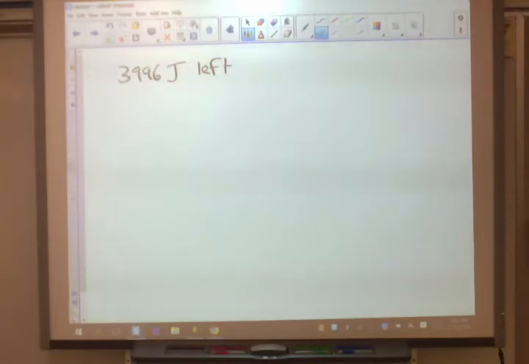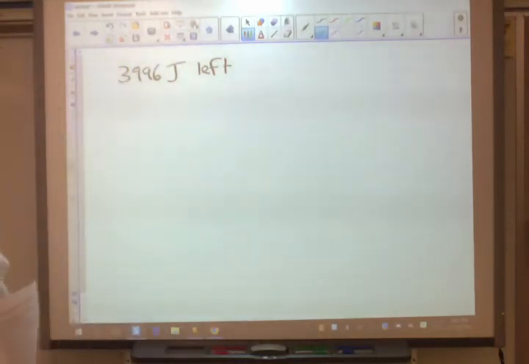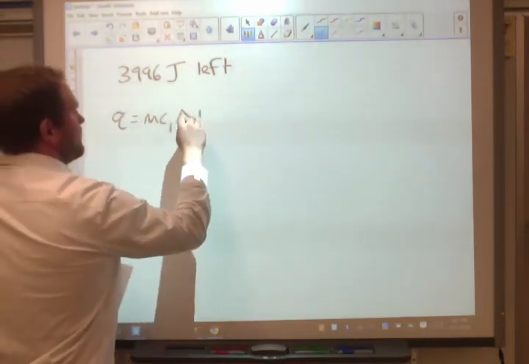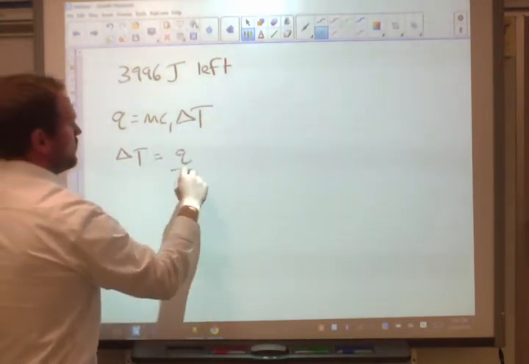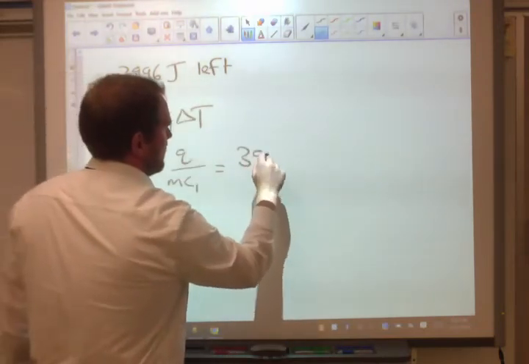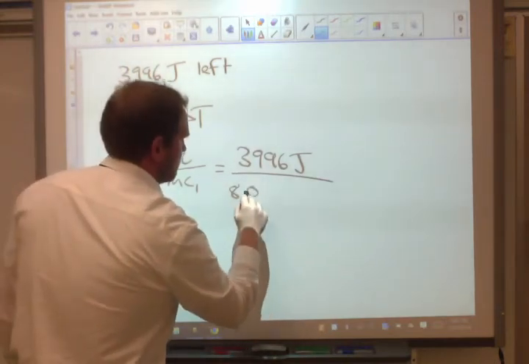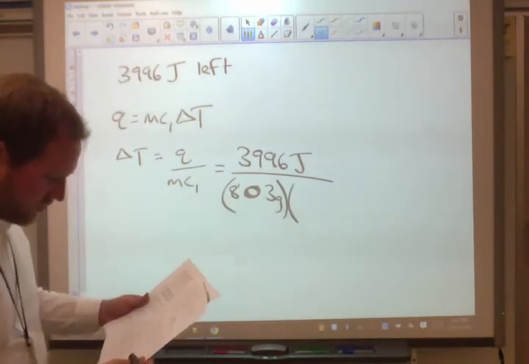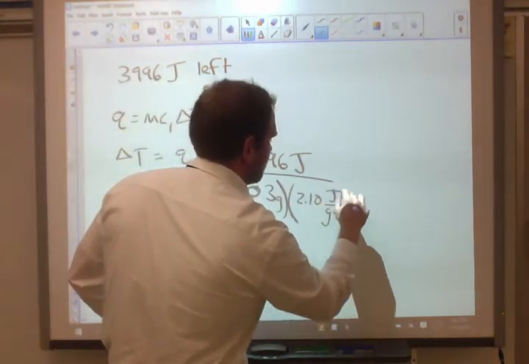At this point, I'm trying to see, well, if I have this much heat left to give off, what is my change in temperature going to be? So I'm going to solve Q equals MC1 delta T for delta T. Delta T is going to equal Q over MC1, which is going to equal 3,996 joules divided by 80.3 grams. And C1, I think it's 2.10, yes, joules per gram degree Celsius.